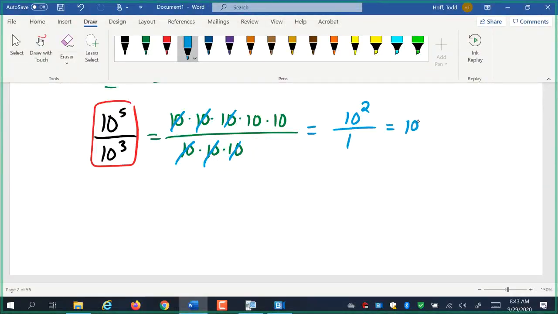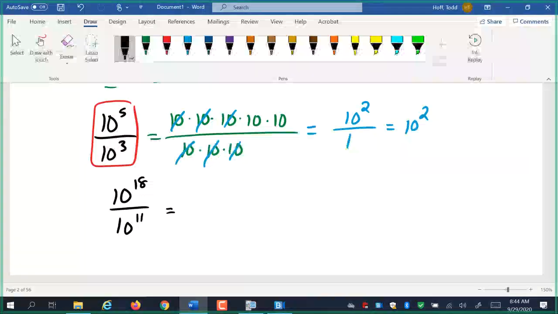Anything over 1 is just itself. So 10 to the 2nd over 1 is just 10 to the 2nd power. So we might have 10 to the 18th over 10 to the 11th. So we know that we can just subtract the powers here. This is going to be 10 to the 18th minus 11. 18 minus 11 is 7. That's just 10 to the 7th power.